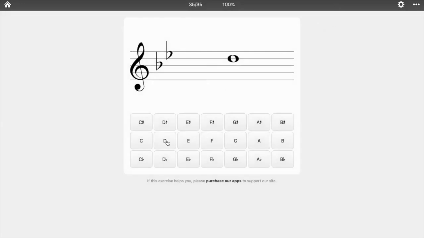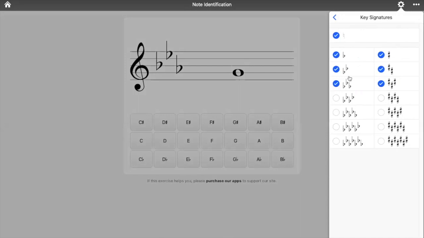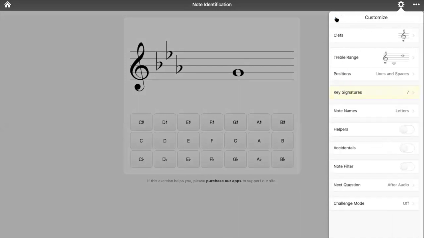So this note is D. Okay, now here's what I'm waiting for. So this note generally, if you were to ignore the key signature, would be C. Since there is an accidental or a sharp on the note C, even though it's all the way over here in the key signature, we're going to call this note C sharp. Okay, so again, start expanding the range, the key signatures to make it more challenging.